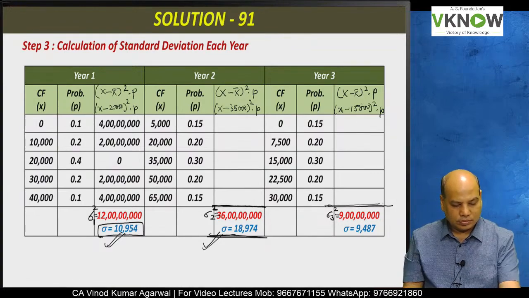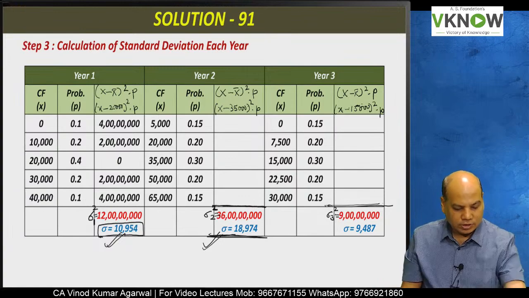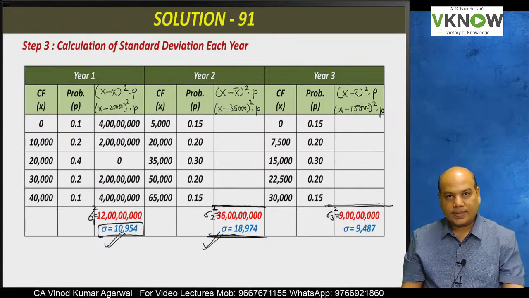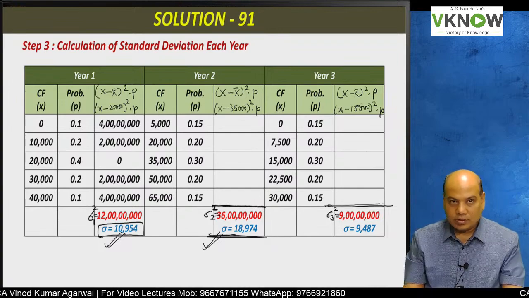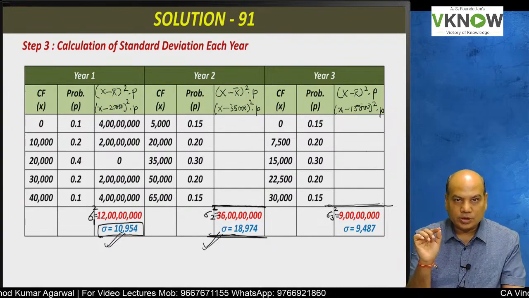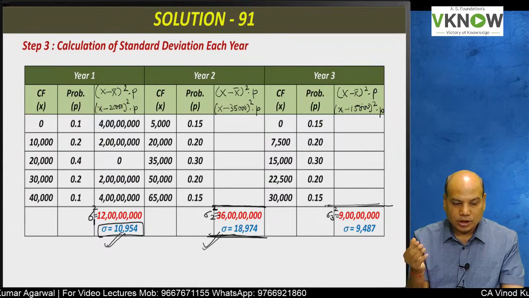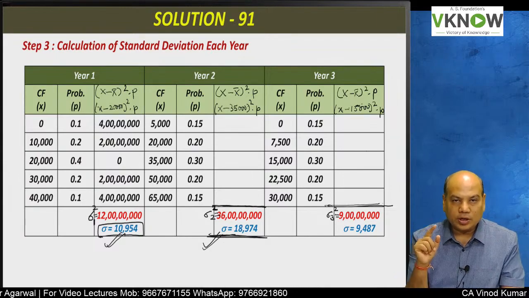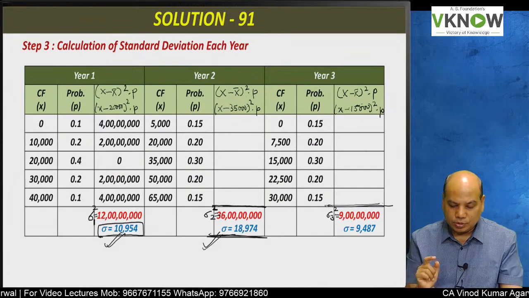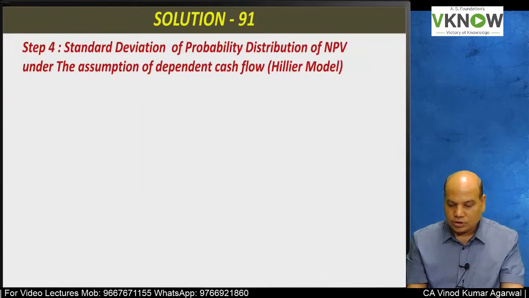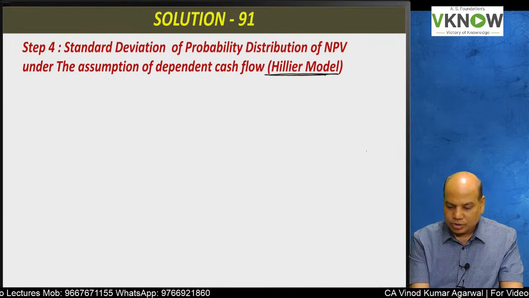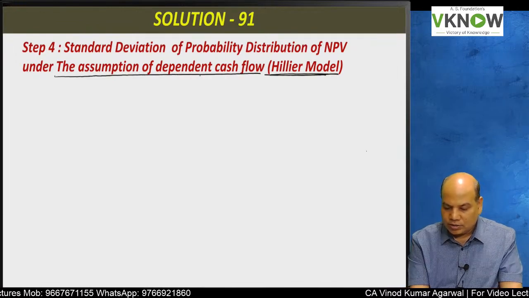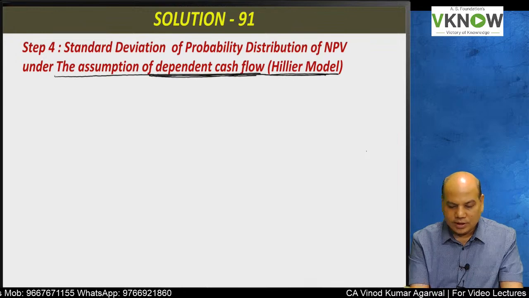Now some minor calculations are pending. Okay. So please write down below this. Original question assumes dependent cash flow. Later on they want you to solve under independent cash flow. So in this question we are going to apply Hillier model on the assumption that cash flows are dependent.